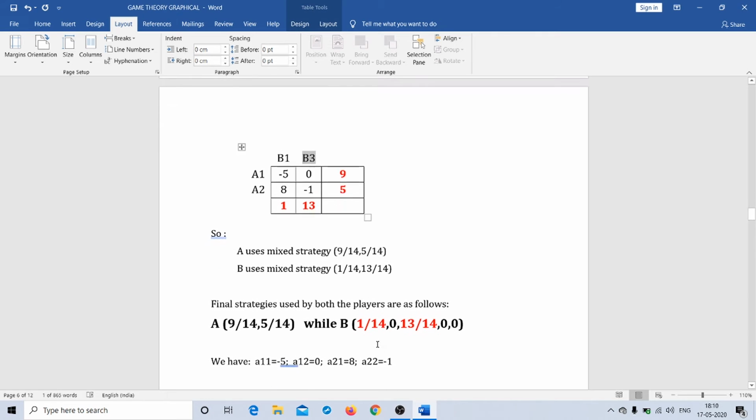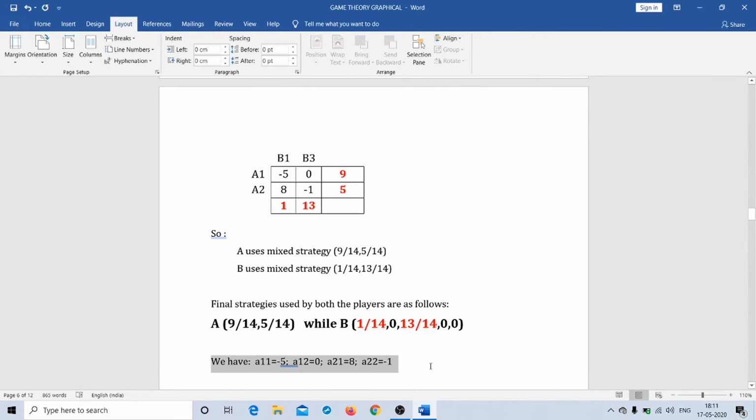So you have to be extremely careful when you write the strategies for player B here, right? You just cannot write the way you have written for player A. It's for a very simple reason: player B in the original payoff matrix has been given 5 strategies, and hence the optimal strategy used by player B should also reflect the 5 strategies. Since he is using a mixed strategy which involves B1 and B3, all other strategies except B1 and B3 become 0. See here, this is my B2, this is my B4 and B5. And hence, I conclude that player B uses strategy 1 by 14, 0, 13 by 14, 0 and 0.